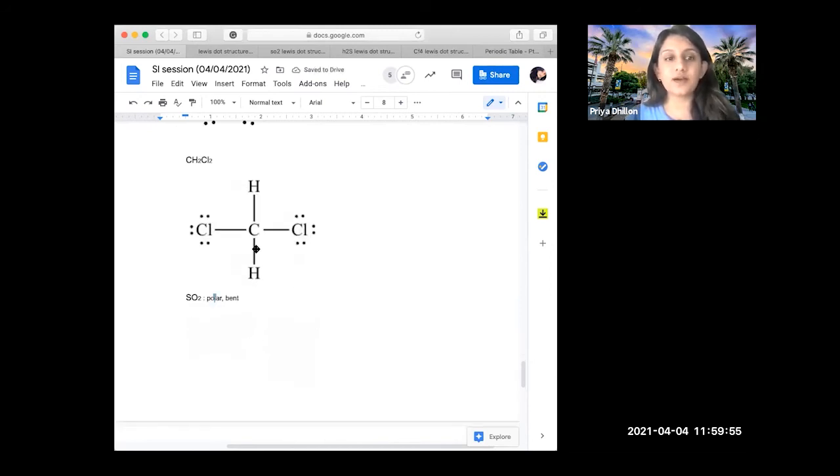Okay, so this is how it's going to look for CH2Cl2. You put the chlorines on opposite sides, and then hydrogens like this. But since carbon doesn't have any lone pairs, it's going to be non-polar, but tetrahedral.